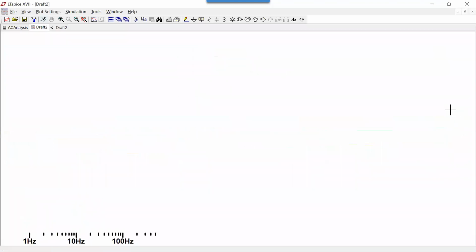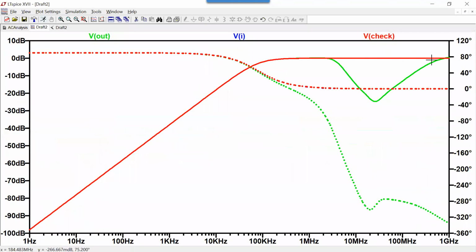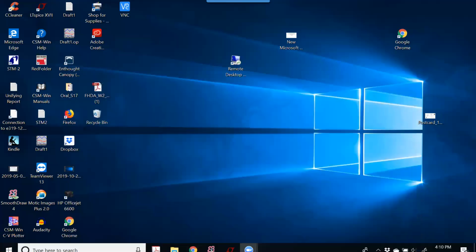Okay. So VCheck, that's the perfect high pass filter response. So was VI, and you can see that it's deviating right here. You can just draw a circle.